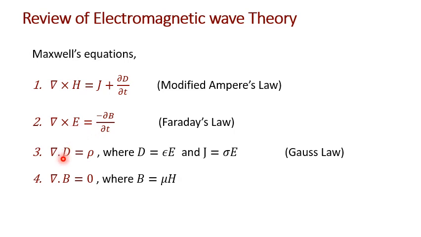The third equation is del dot D is equal to rho. This is also known as Gauss's law, and this states that the electric flux across a closed surface is proportional to the charge enclosed. And the fourth equation is del dot B is equal to 0. This is Gauss's law for magnetostatics, which states that the magnetic flux across a closed surface is 0.